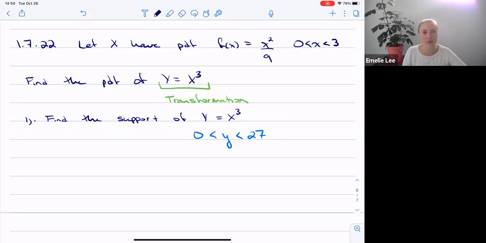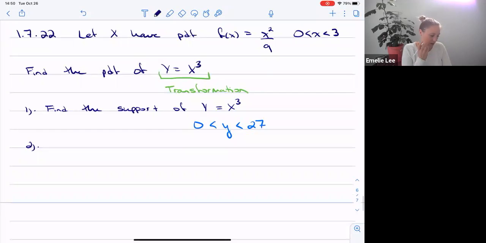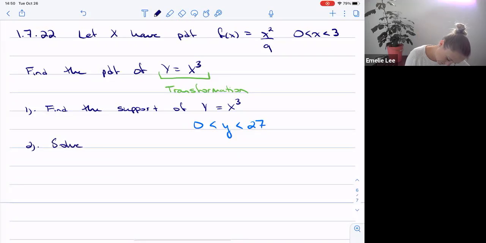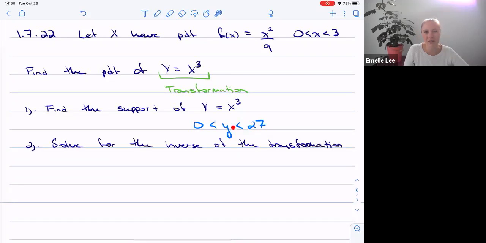So the first thing we're going to do is find the support of y. Okay, so we've done that. So the second thing we have to do is solve for the inverse of the transformation. So the blue parts are really the only parts that you need to show, but I find that it's helpful if we have some steps to follow.